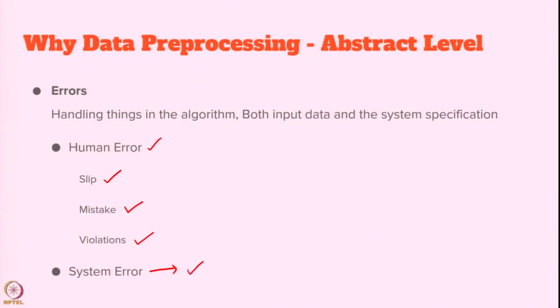So how to address it if the error happens due to human or system? In that case also we need data preprocessing. So now what we learnt is data preprocessing is required to make it more efficient and effective. Apart from that, it is also required when it encounters an error. Error can be human error or system error.